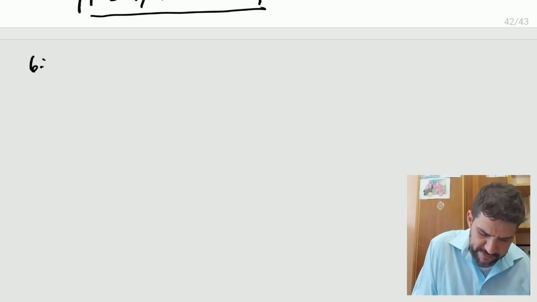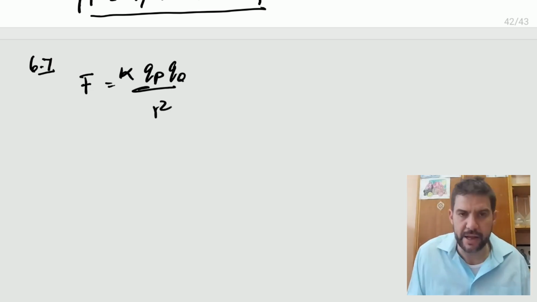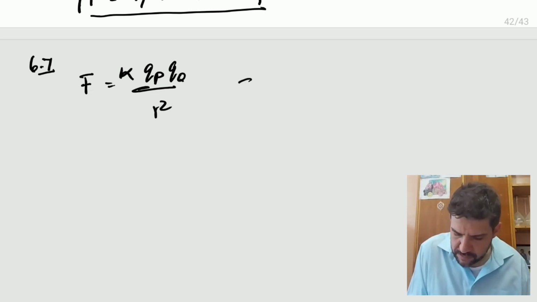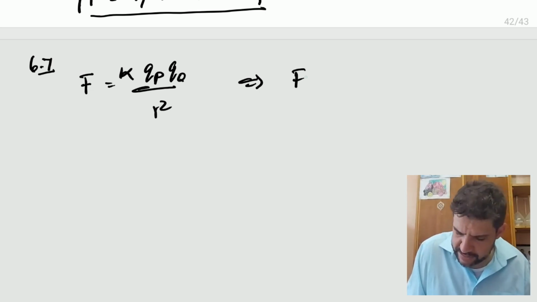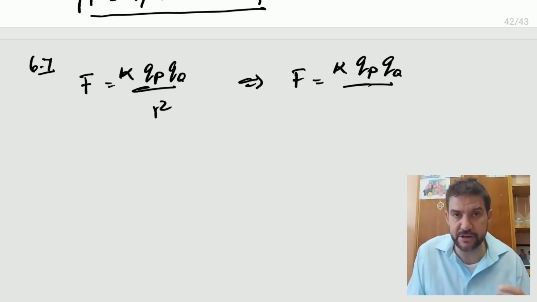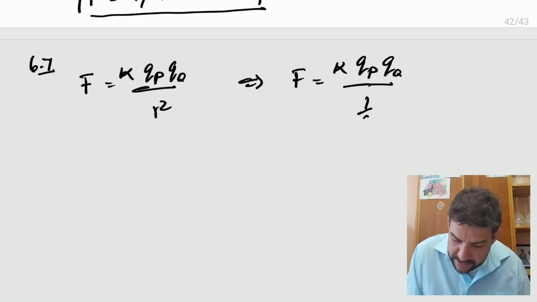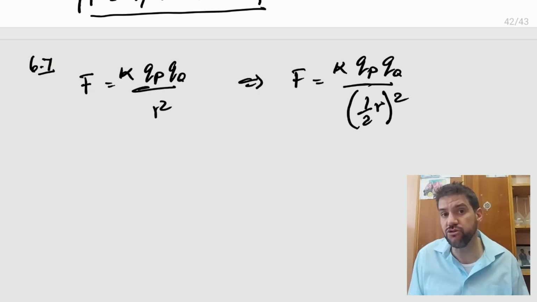This is question 6.7. So now you have that the force is equal to K QP QQ divided by distance squared. Now they change and they make the distance half. All right, so F is equal to K QP, write the P here, QQ divided by distance squared. But distance is half the distance, all this one squared. All right. So I hope you are with me here. Now we have to solve this one.